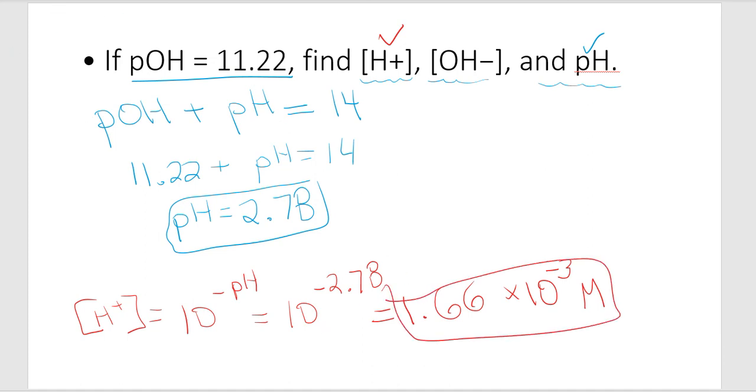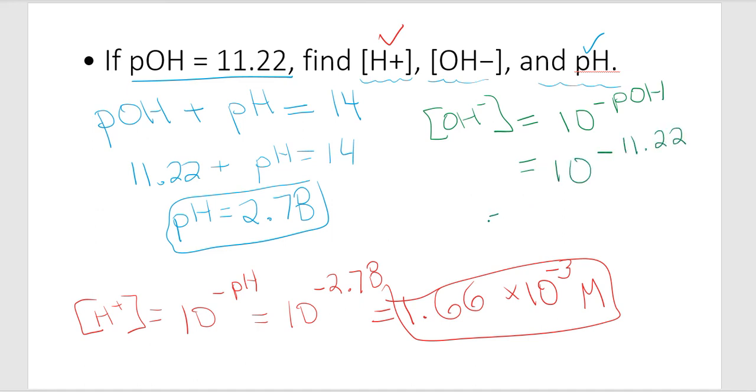Alrighty. And then the last part would be our hydroxide concentration. Since I've already practiced showing you the Kw equation where you divide it, I'm going to do this equation, which is the same as what I just did for hydrogen, but this time it's for hydroxide. So hydroxide is equal to 10 to the negative pOH. And so we have 10 raised to the negative 11.22.